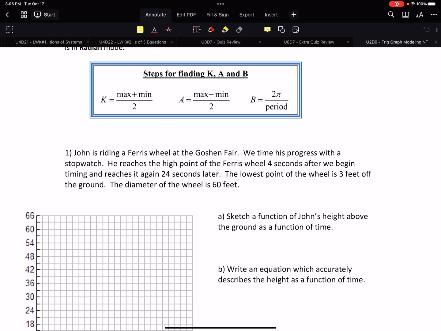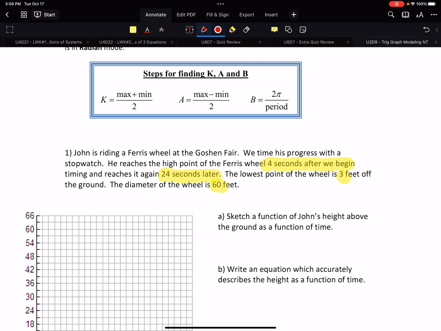So John is riding a Ferris wheel at the Goshen Fair. We time his progress with a stopwatch. He reaches the high point on the Ferris wheel 4 seconds after we begin. Right, that's an important piece of information. And reaches it again 24 seconds later. The lowest point of the wheel is 3 feet off the ground. The diameter of the wheel is 60 feet.